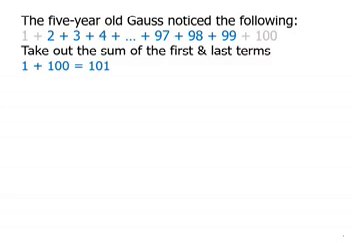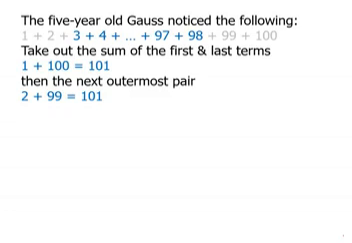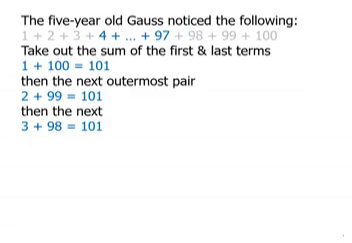1 plus 100, that's 101. Now take off the next pair remaining from the beginning and the end. 2 and 99, they also add up to 101. Then the next pair, 3 and 98, they also add up to 101. So you see a pattern here. We could keep on taking pairs from the outside. They would all add up to 101.